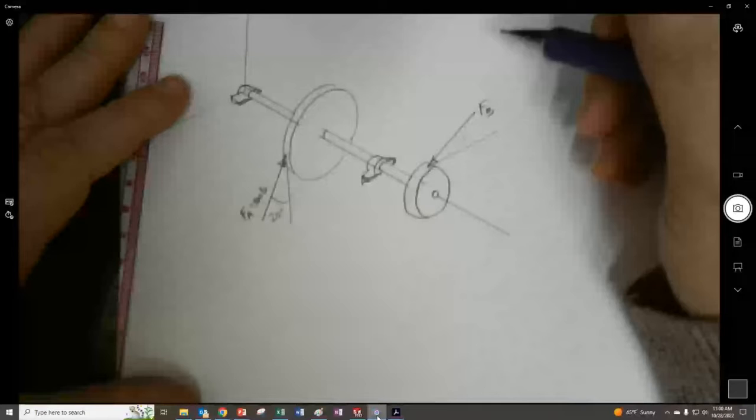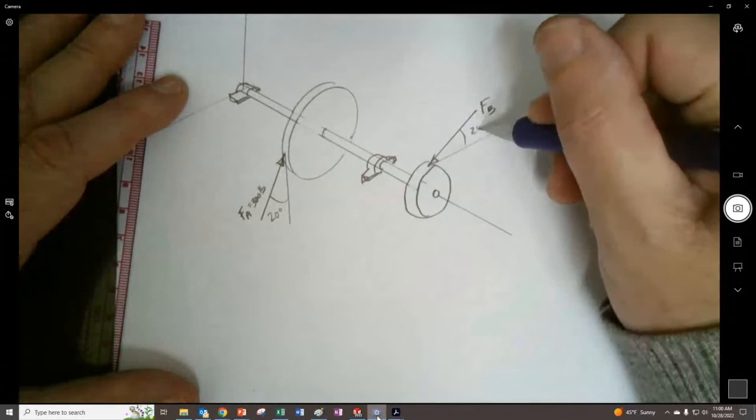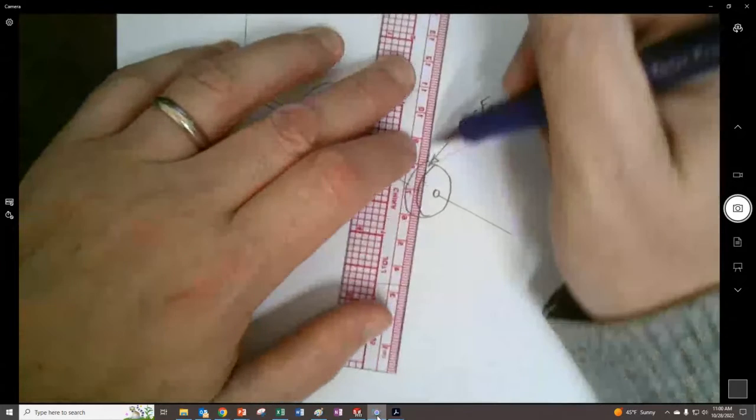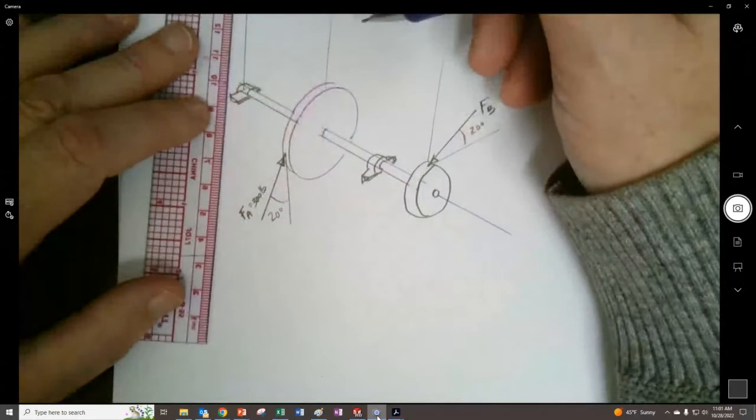So that's why we have that 20 degrees. And then this one is also 20 degrees. It's a very common pressure angle. The dimensions that we have off of this thing.